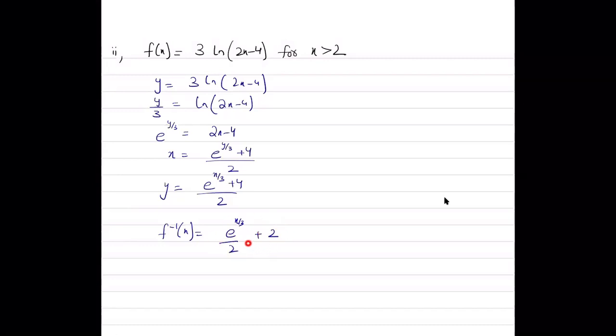It has to be greater than 2, right? But that domain was for the logarithmic function. What about this exponential function? For this function there is no restriction, because an exponential function is defined for all values of x. So x belongs to the real values. This function is going to hold true for all real values.